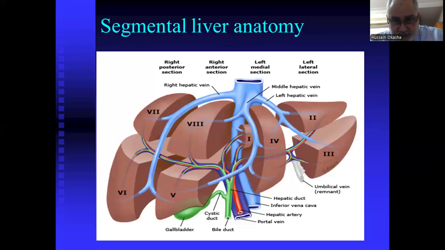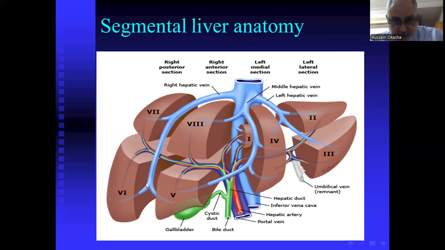These are simple diagrams describing the liver anatomy. This is the IVC, and this is the middle hepatic vein dividing the liver into its left and right lobes, and the left hepatic vein dividing segment 2 from segment 4 at its proximal part, and segment 2 from segment 3 at its distal part.